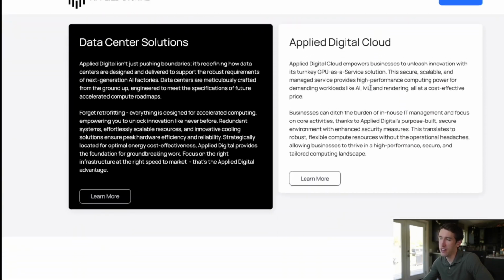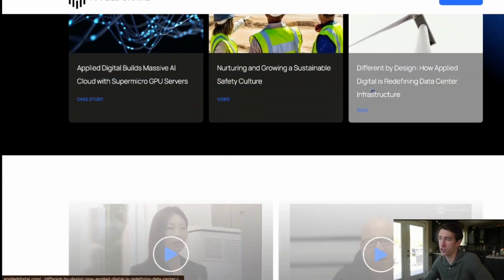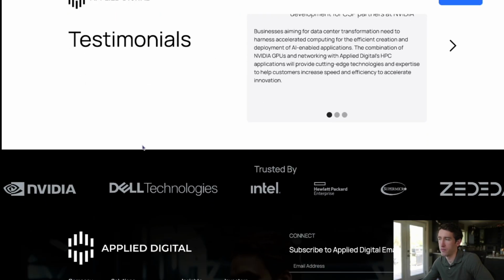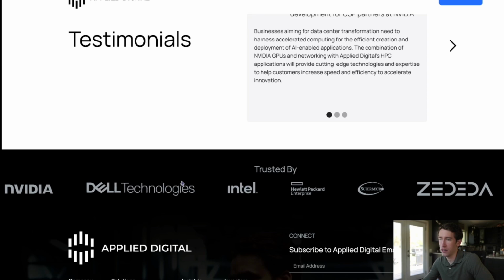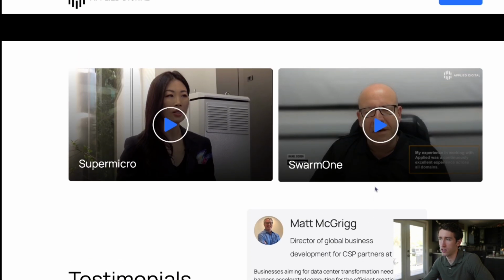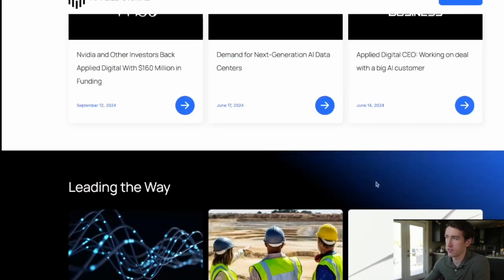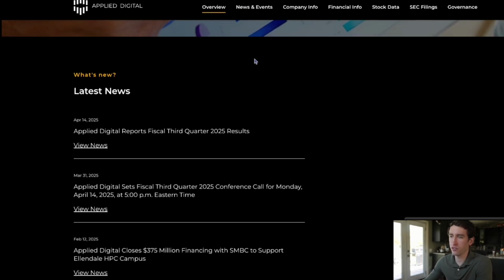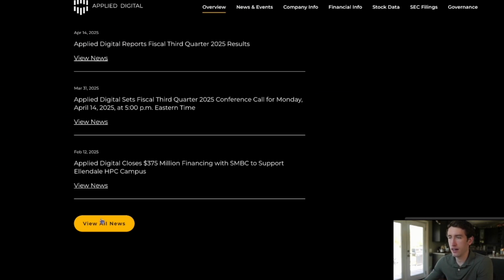And at the end of the day, you look at them, you see some of their partnerships that they have. You got Super Micro, you got Nvidia, trusted by Nvidia, Dell, Intel, and some legit testimonials from these other companies. And then you look at some of their recent investor news that they share. And it's been pretty good.